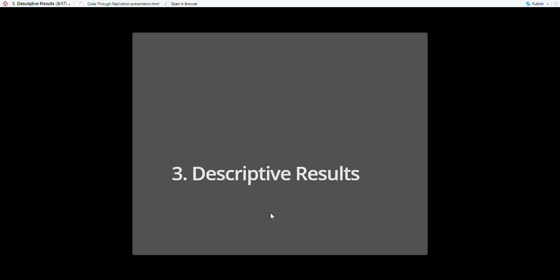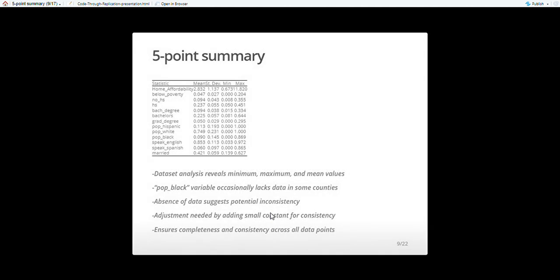Now let's describe the results. Through the 5-point summary, we will now examine the dataset. So while examining the dataset, we observe the minimum, maximum, and mean values for each data point. Interestingly, there are instances where the population Black variable contains no data. It contains no data in certain counties.